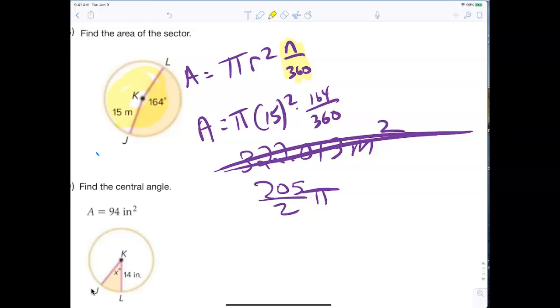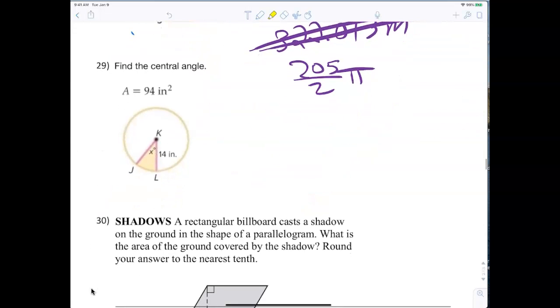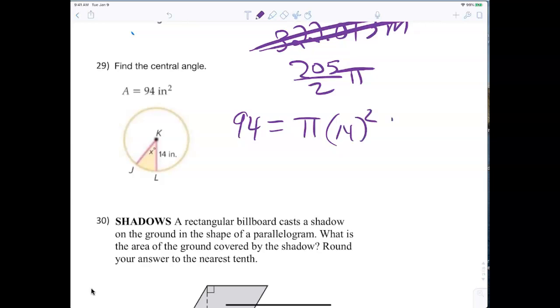All right? So now down here, they're telling you to find the central angle. So we say in this case, what? 94 equals pi. What's the radius? 14 squared times n over 360. Remember that. Okay, so now take your handy dandy calculator and we're just working backwards.